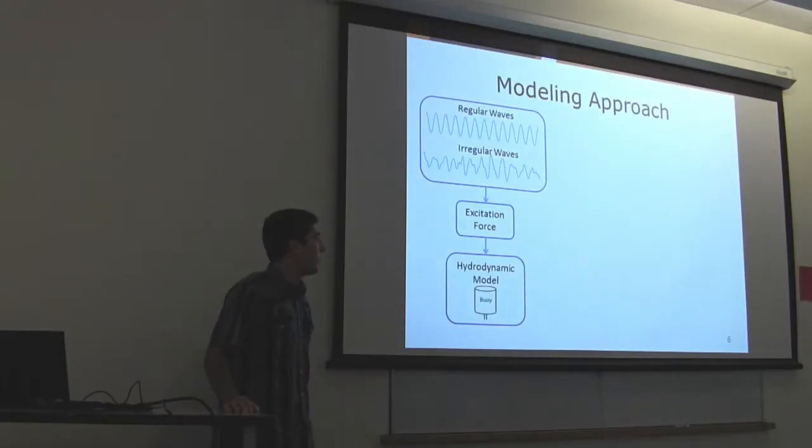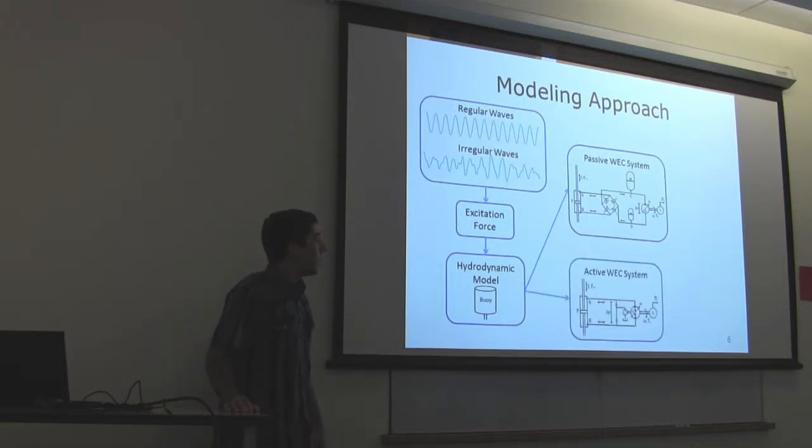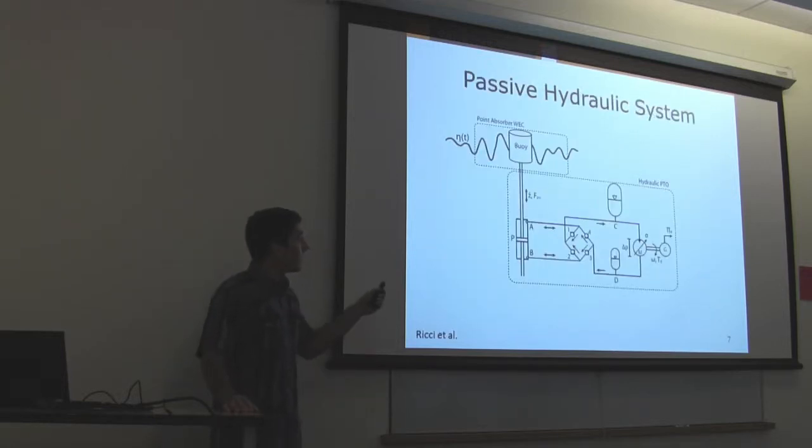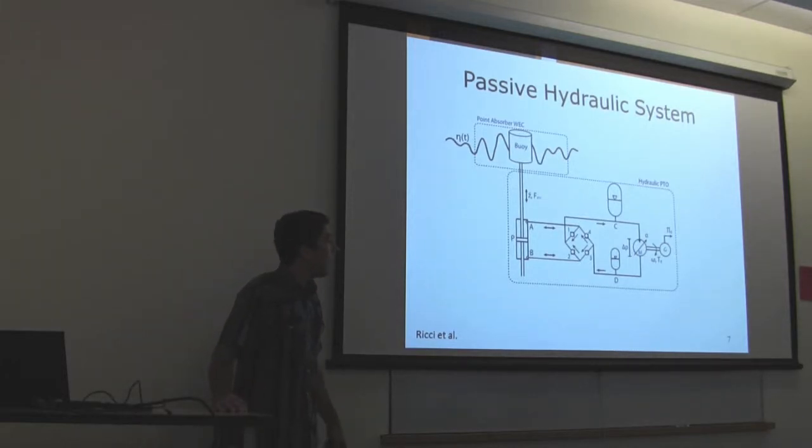So, modeling approach: you take regular and irregular waves, develop an excitation force with a hydrodynamic model of a point absorber buoy, model a passive hydraulic power takeoff system, and then another topology which is actively controlled, and then we do some analysis on this. To go over the different configurations, this is the passive power takeoff system.